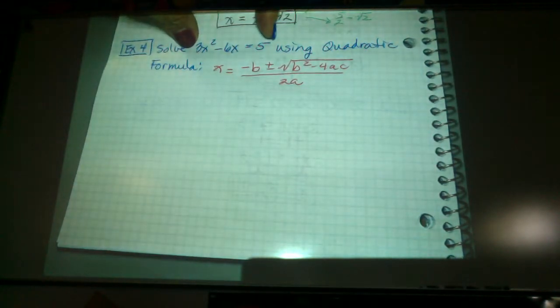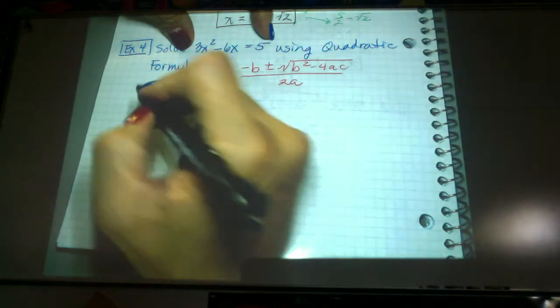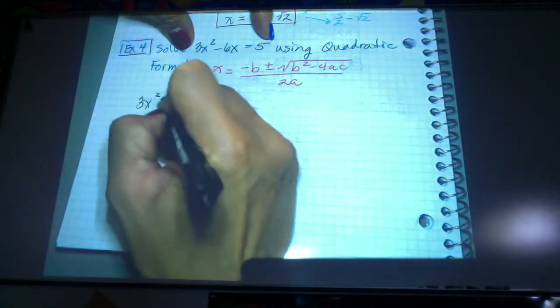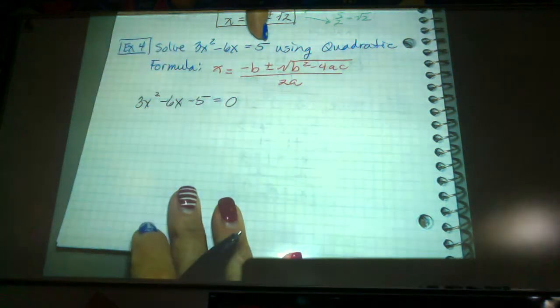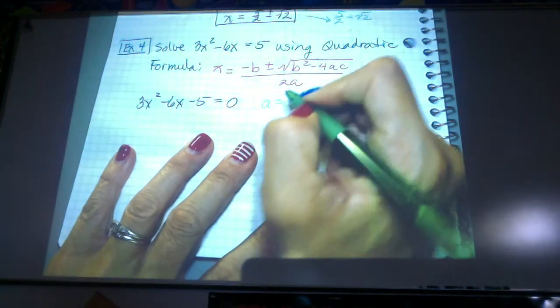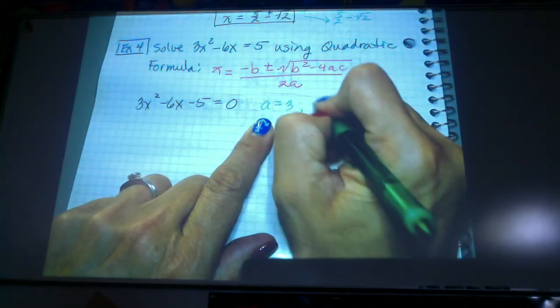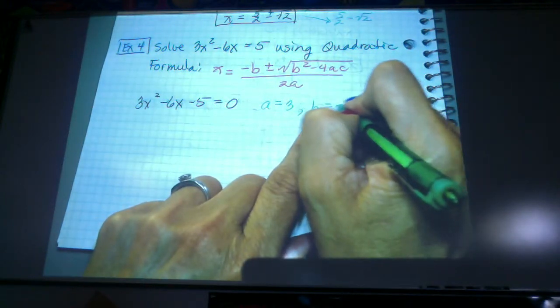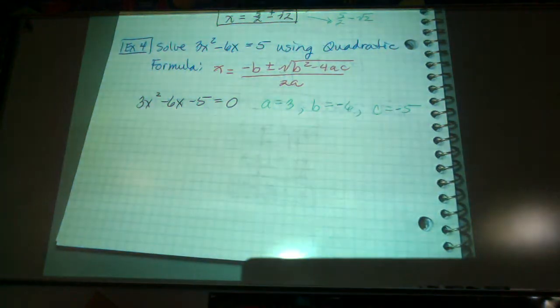Is it in the correct form for using the quadratic formula? No. What has to happen first? You must have one side equal to 0 before you determine what a, b, and c are. So we've got 3x squared minus 6x. Subtract the 5 from both sides, you get minus 5 equals 0. Make sure that these are in descending order. Then I want you to get in the habit of listing out a equals, b equals, c equals. What does a equal? 3. What does b equal? Negative 6. And what does c equal? Negative 5. Make sure that you pay attention to your signs.